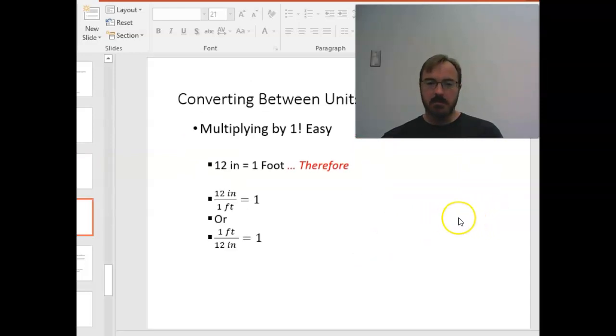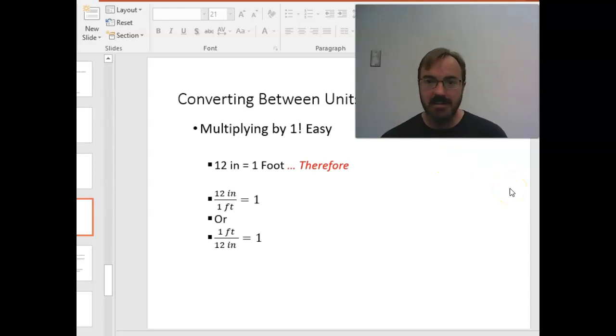This is going to be dimensional analysis. I like to start off with something really, really easy. 12 inches is a foot. And you can see when we're converting between units, we just want to multiply by 1. So 12 inches divided by 1 foot is just 1, right? So we need an equivalence. 12 inches is equivalent to 1 foot. We put them as a fraction, and then we can convert between different units.